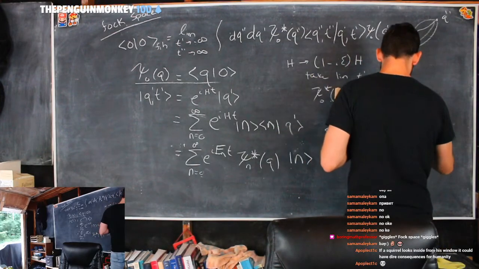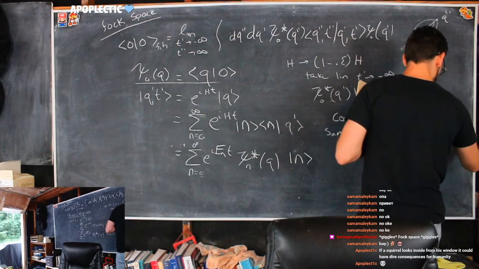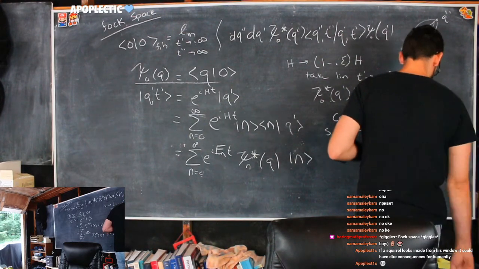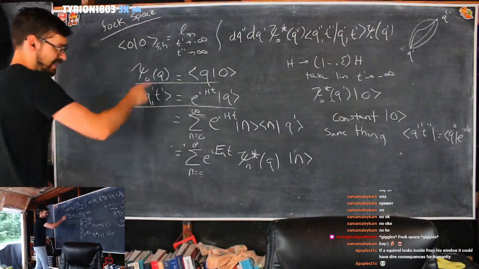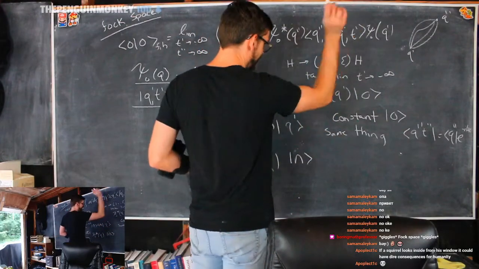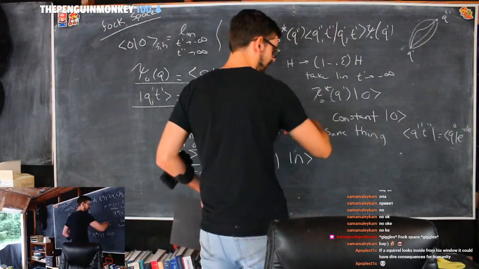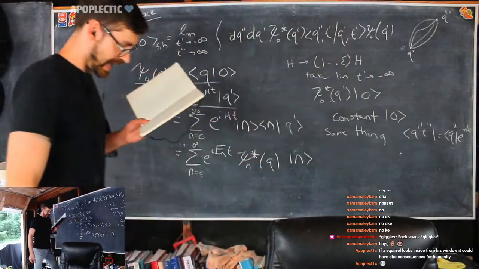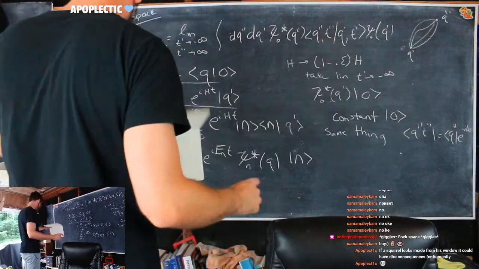Q double prime T double prime equals Q double prime E to the negative I H T. Okay, so we're going to do the same thing. That's just the original step that starts here, and then we'll do the same process. We'll do it all the way through, we'll multiply by some arbitrary function, we'll get rid of this eigenfunction, and we'll get a constant times zero, and this gives us our final equation.